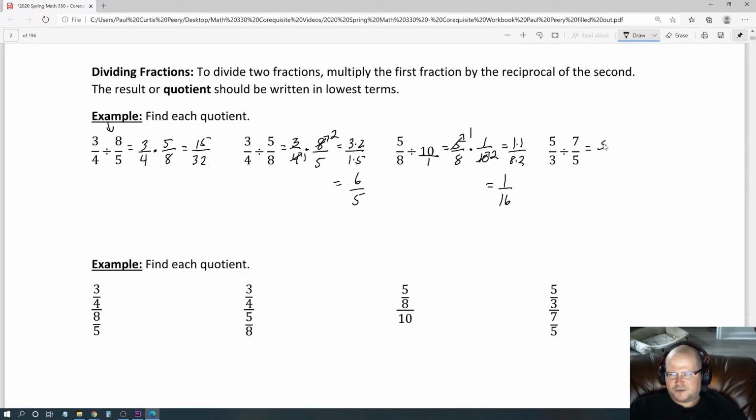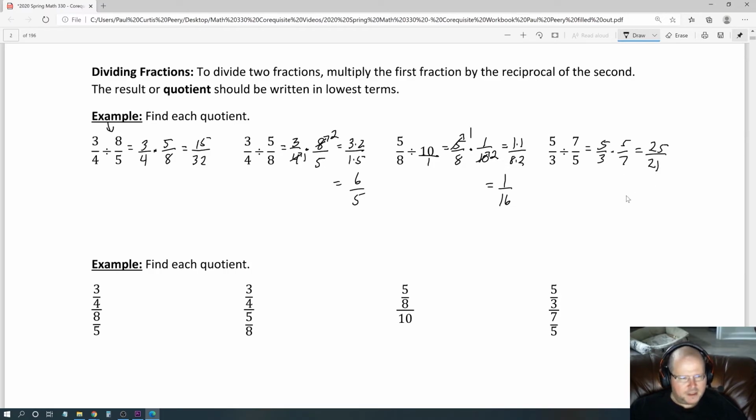So we have 5 over 3 multiplied by 5 over 7. Well, nothing's going to cancel out. You can always check, right? 5 over 3, 5 over 7, 5 over 3, 5 over 7, no. Okay, so 5 times 5 is 25. And 3 times 7 is 21.